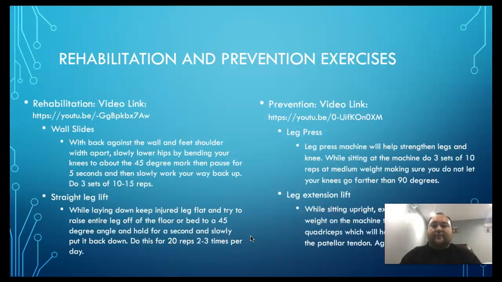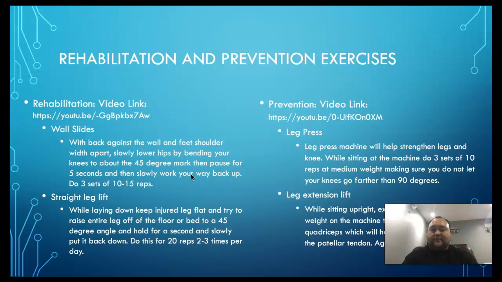Rehabilitation and prevention exercises. Again, here's YouTube links. For rehabilitation, wall slides. This is something that I just learned about for patellar tendonitis issues, and I think it's actually pretty cool. With your back against the wall, feet about shoulder width apart, you want to slowly lower your hips by bending your knees, and you want to hit about the 45-degree mark and then pause for 5 seconds, and then slowly work your way back up. This is a slow exercise. When I was doing it for my video, you felt the pull in your knees, and that's exactly what you want to feel to help strengthen them up.